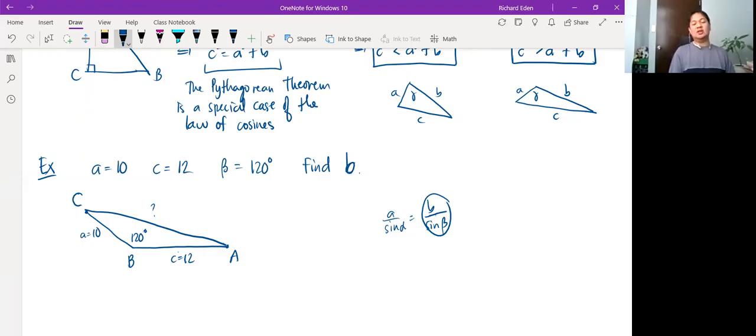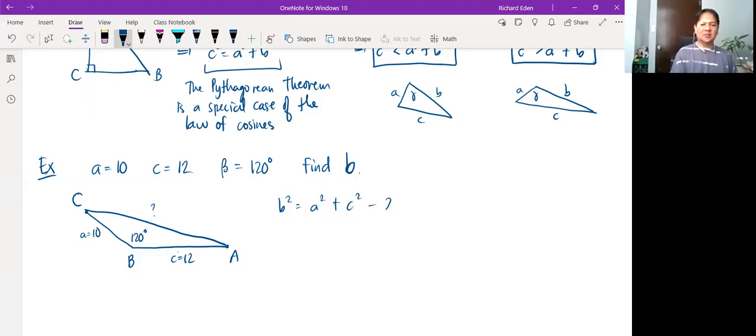And well, that leaves us with the law of cosines, and that's something that we can use here because 120 degrees is the included angle between those two segments of lengths 10 and 12. All right, so b squared is equal to a squared plus c squared minus double AC times the cosine of beta. So a squared, that's 10 squared plus 12 squared minus 2 times a times c, which is 10 times 12, cosine of 120 degrees.